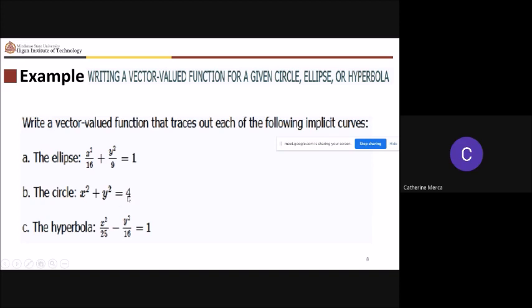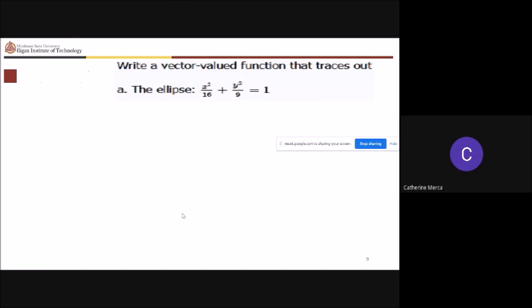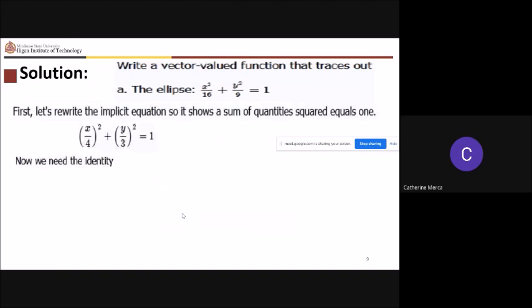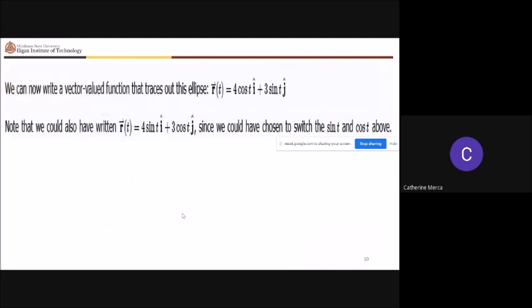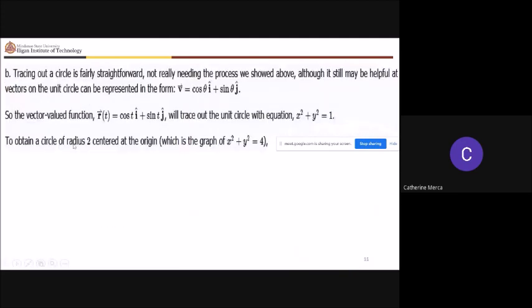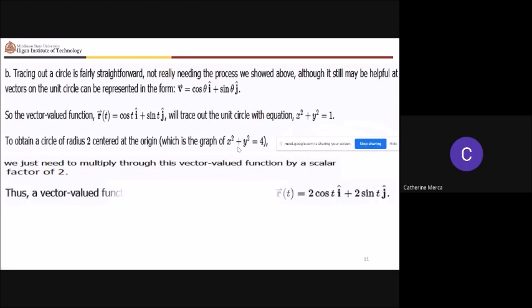So, but the equation that you're asked, write a vector valued function that traces this curve, will now be, okay, what do we have to consider? We have to introduce the value 2. What we did here: to obtain a circle of radius 2 centered at the origin, which is the graph of that one, we just need to multiply through this vector valued function by a scalar factor of 2. So, you now have 2 cosine t i plus 2 sine t j.